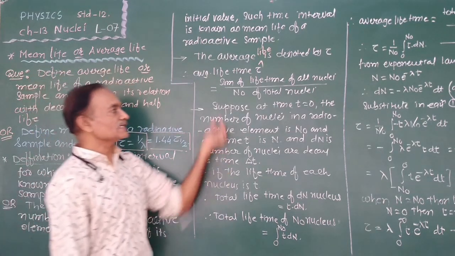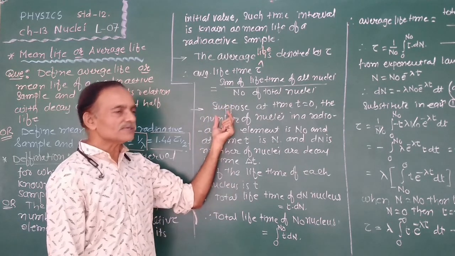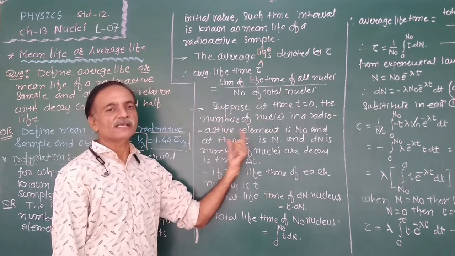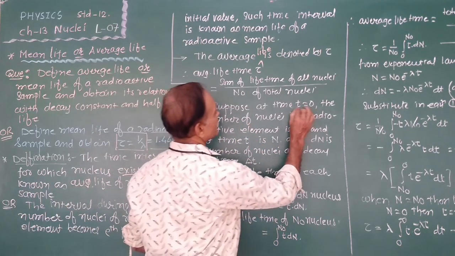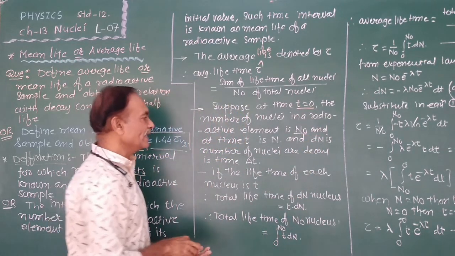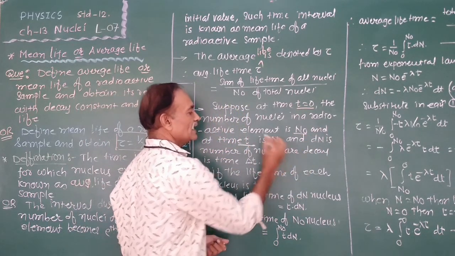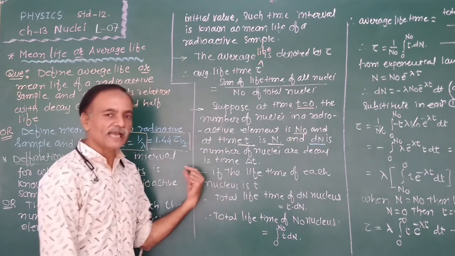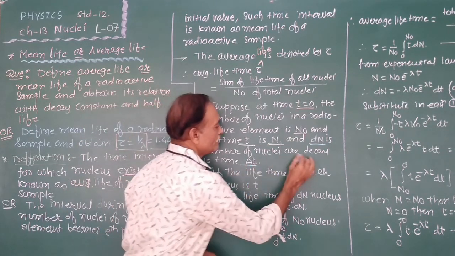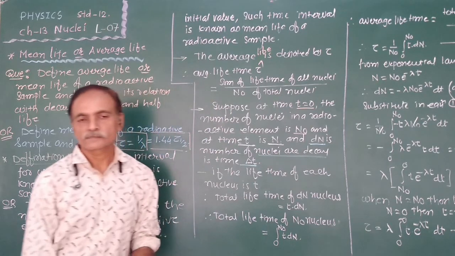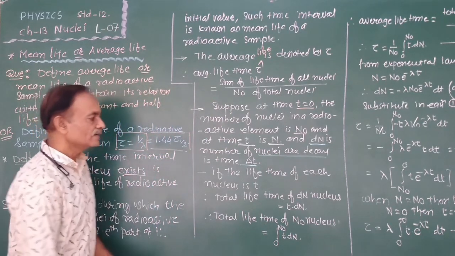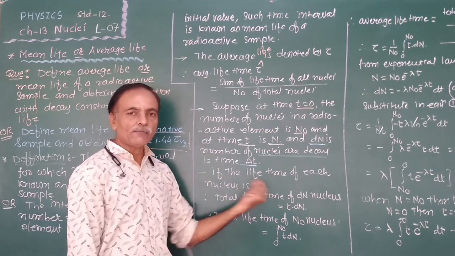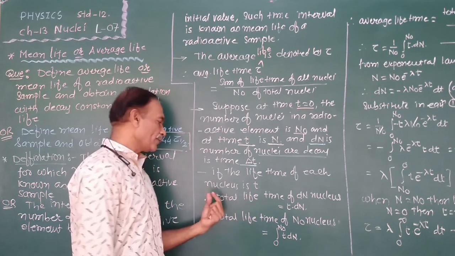To derive the equation of average life, we assume that at time t equal to 0, the number of nuclei in a radioactive sample is n0. At any time t, the number of nuclei is n, while dn is the number of nuclei that decay in delta t time.